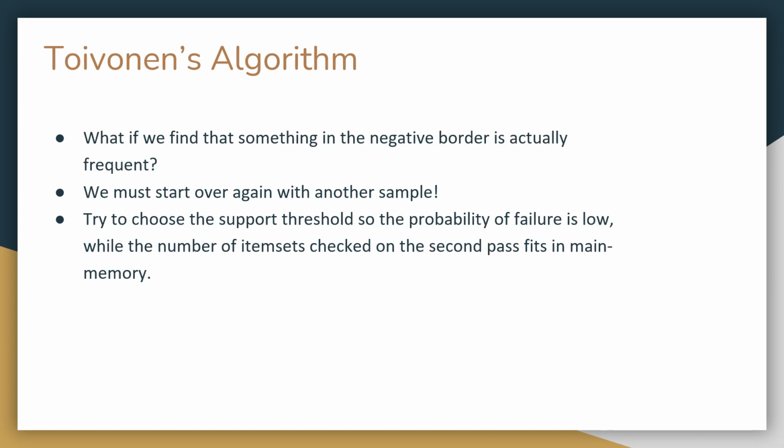So, as discussed before, what if we find something in the negative border that is actually frequent? Then we have to start over again with another sample. We have to choose the threshold so that the probability of failure is low, while the number of items checked on the second pass fits in main memory. So basically, we have to repeat the steps which we did earlier.